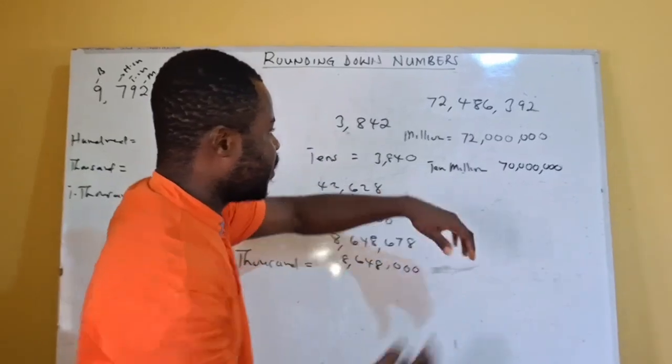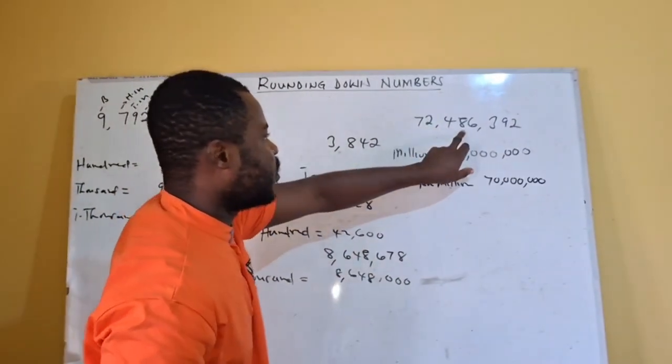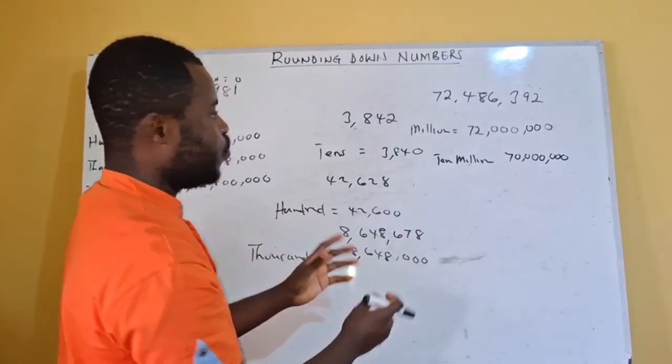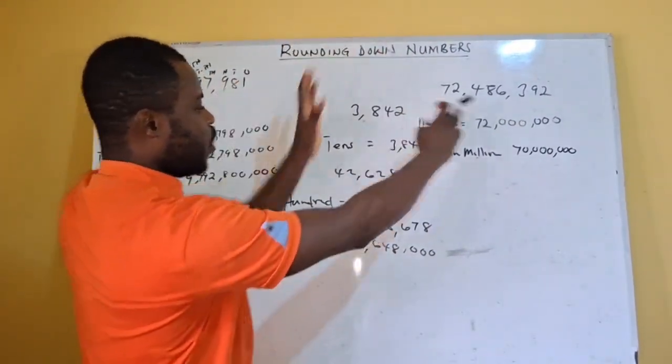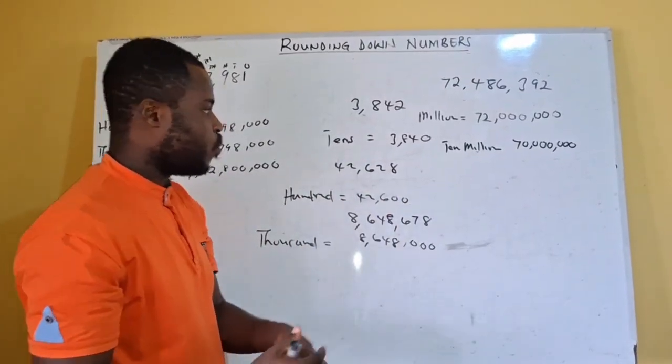So when you look at it, it is down, 70 million as compared to 72,486,392. So this brings us to the end of the running down. And if you have any question on this, you can just leave it in the comment section.